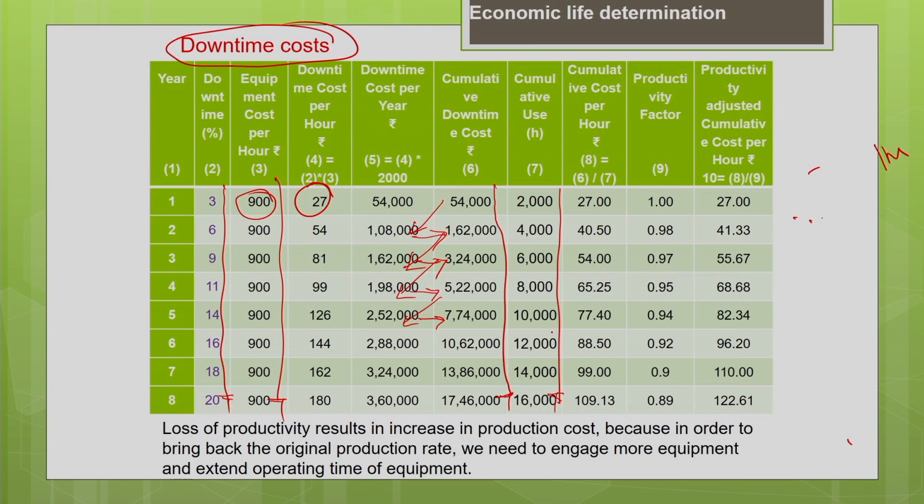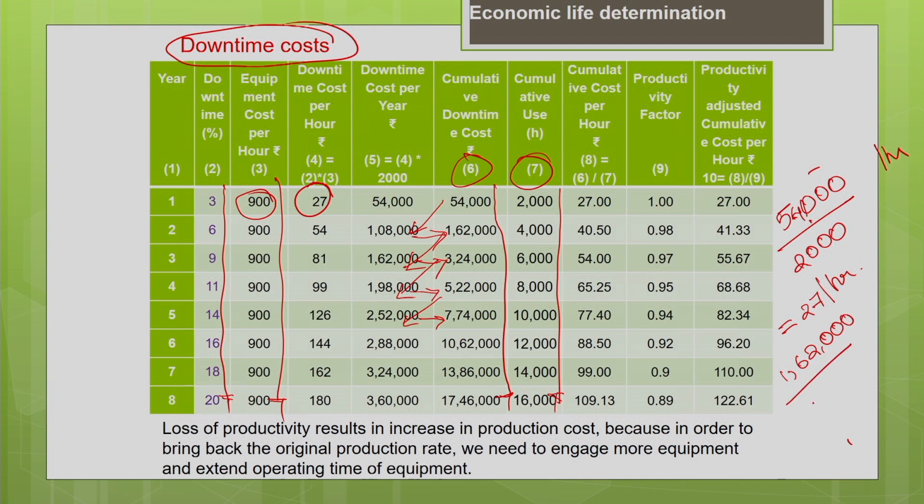Now the cumulative cost per hour you can calculate by dividing the 6th column by the 7th column. Okay, values. 54,000 is your cumulative downtime cost for the first year, divided by cumulative usage for the first year, which is 2000. That will give you the cumulative downtime cost per hour as 27 per hour, okay, for the first year.